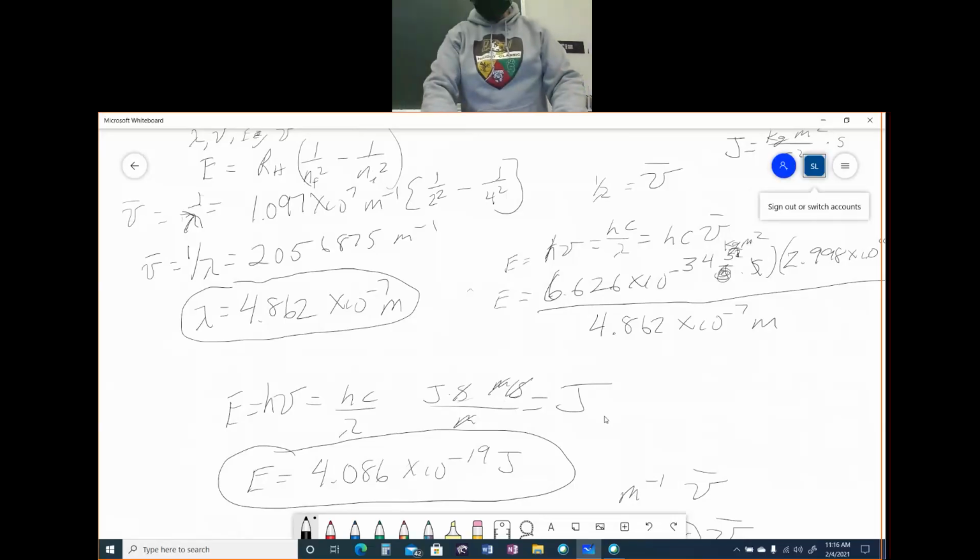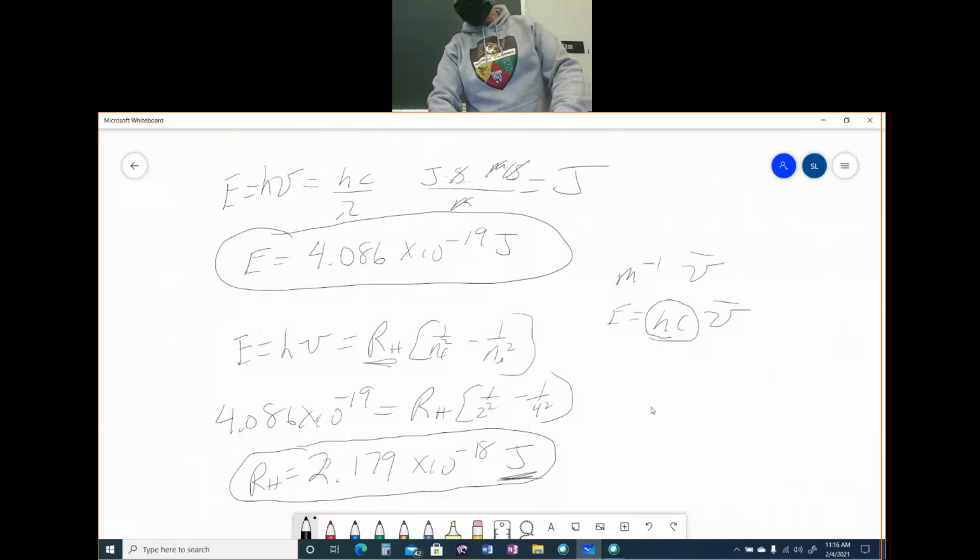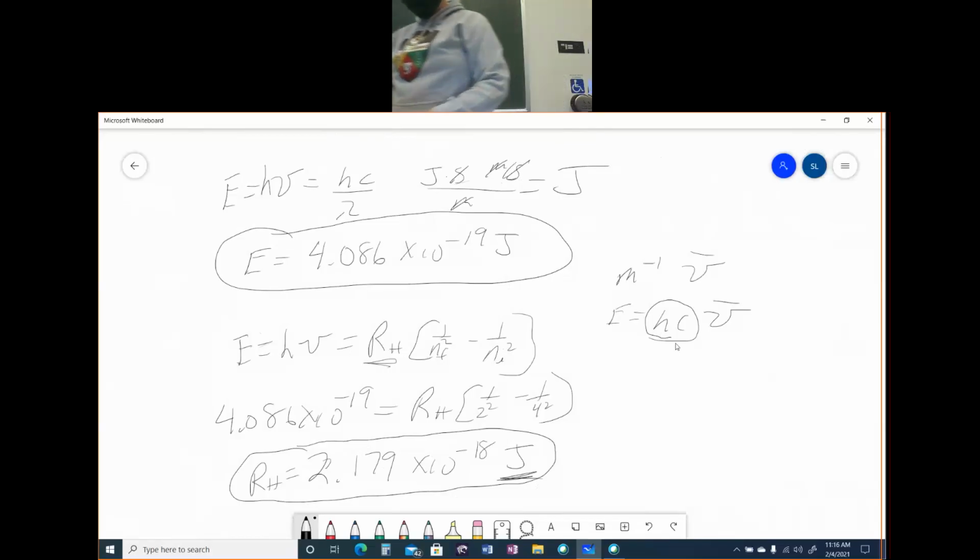That's just the difference of your Planck's constant times the speed of light. So if you wanted your Planck's constant in energy and it's given in 1 over the wavelength, you would have to multiply it by Planck's constant and the speed of light. Then you would have an energy which is 2.179 times 10 to the -18.